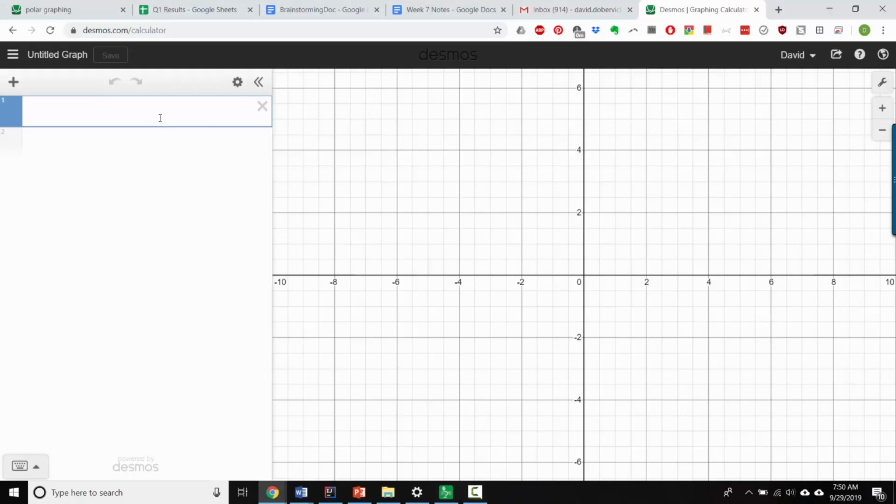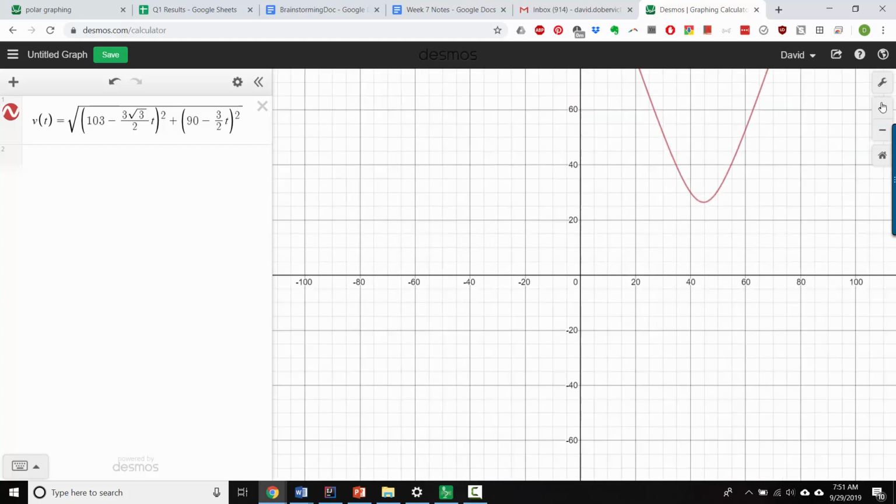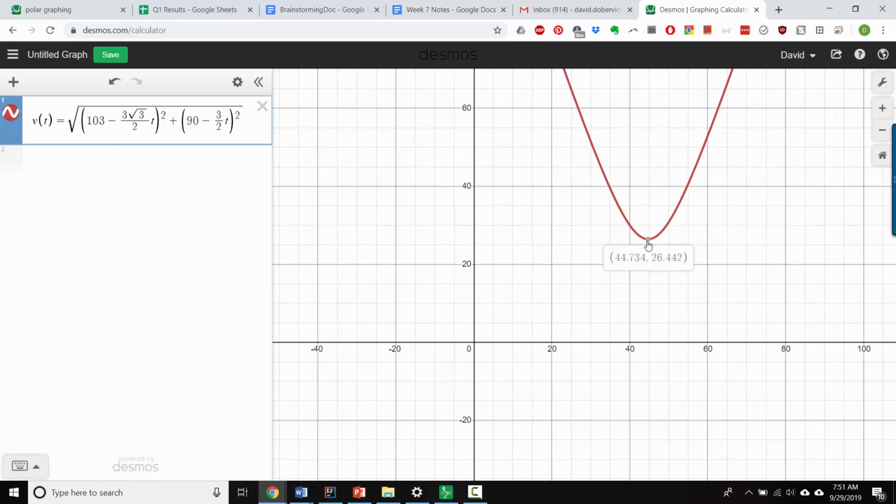All right, here's Desmos. So what was I doing? I was saying V as a function of time is going to be the square root of something squared plus something else squared. I like to get the template in first before I type my function, just because it helps me make sure that everything matches up properly. So 3 square root 3 divided by 2 times time. And then this is 90 minus 3 over 2t. Okay, cool. I don't see anything because my scale is too small. Ah, there we go. So pretty clearly it looks like this is the point where we've got a minimum.